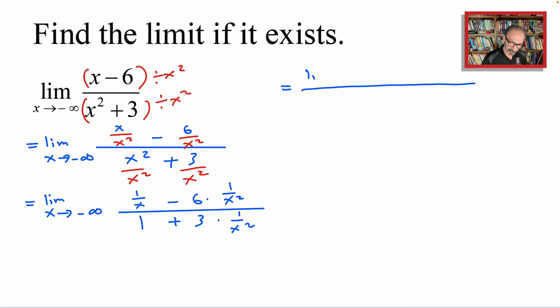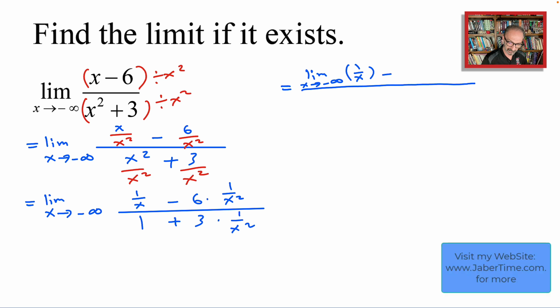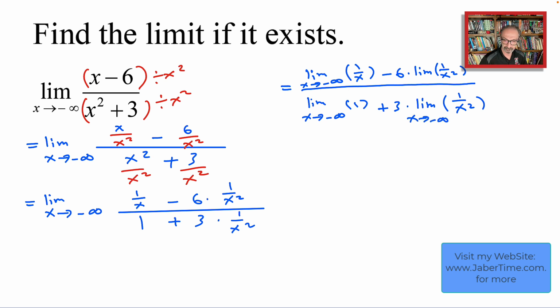the limit as x approaches negative infinity of 1 over x, minus 6 times the limit of 1 over x to the second, over the limit of 1 as x approaches negative infinity, plus 3 times the limit of 1 over x to the second as x approaches negative infinity.